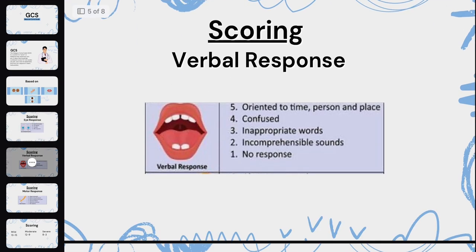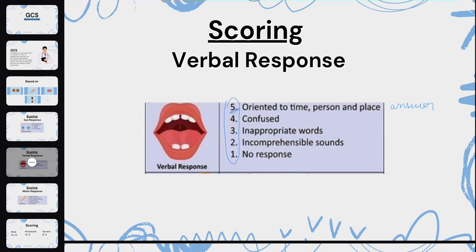Next, the verbal response. Again, it consists of the 1, 2, 3, 4 and 5 scoring. So when the patient is oriented to time, person and place, means whenever you ask the patient about the time, the person, place or any personal information, and the patient is able to answer all those things, then you will be giving 5 points.